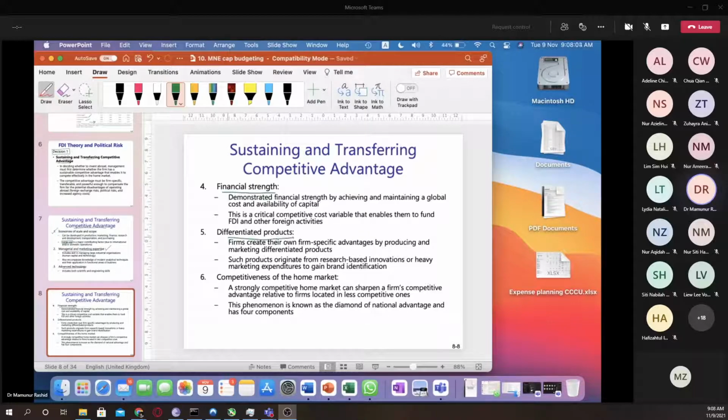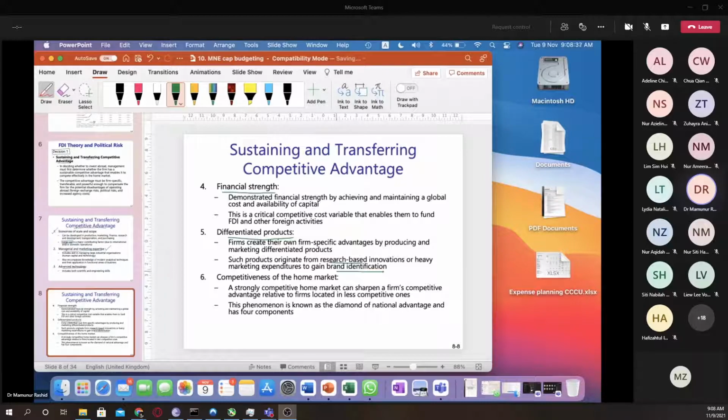Differentiated products. Maybe your products are unique. These are different from the competitors. Therefore, consumers like it and they are ready to pay for it. So differentiated product can be a competitive advantage for your company. How do you differentiate? That's a long discussion. And in finance, we typically don't discuss about it. It's a marketing and management issue. So this is to talk about research and development, innovation, brand identification, all those marketing and management and branding issues.